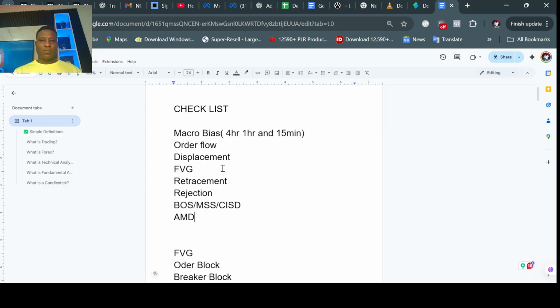And from there, I'll move on to check if there is a fair value gap. Then if there is a fair value gap, I want price to retrace back into that fair value gap. Once price retraces back into the fair value gap, if price is going to respect that fair value gap, what I want to look for is I want to see price start rejecting from that fair value gap.